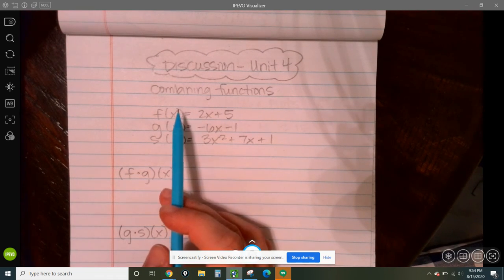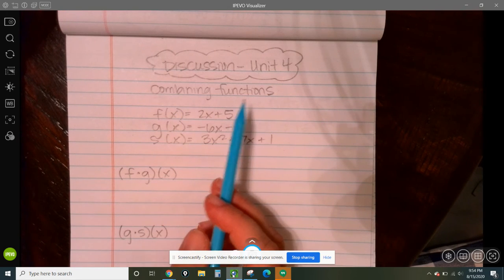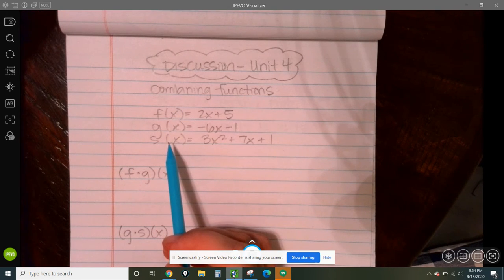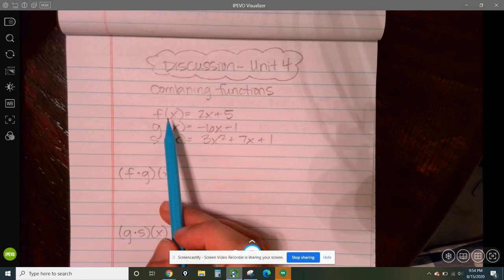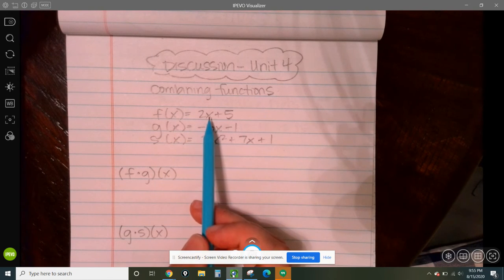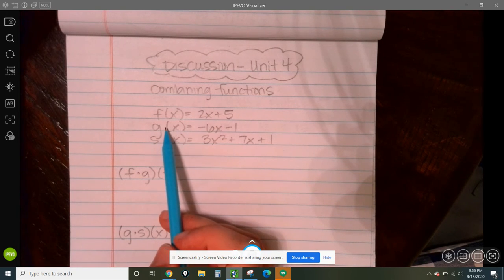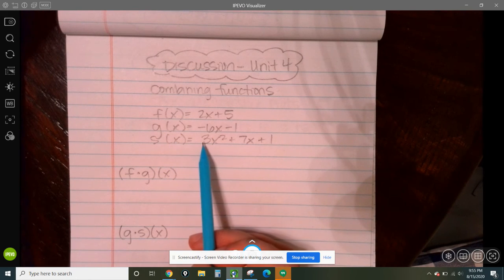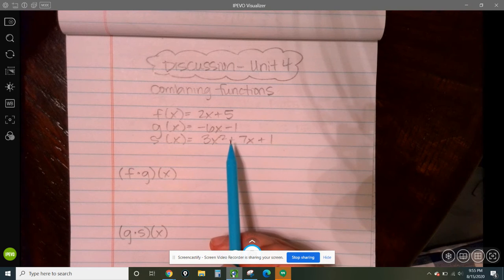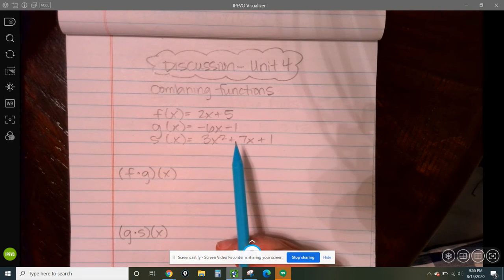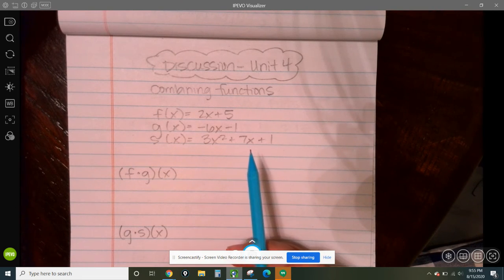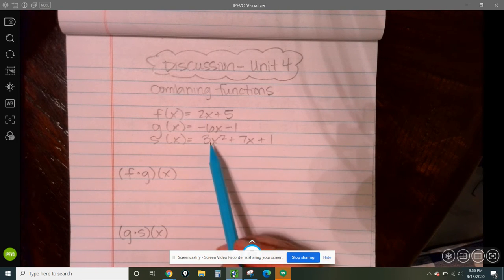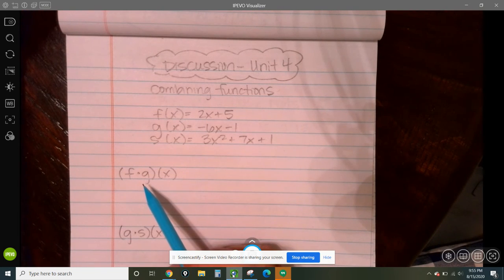In Unit 4, the discussion is about combining functions. They'll give you a list of different functions. I made these ones up. f of x is a linear function. It just has an x. There's no extra exponent. It's just x to the first power here. g of x is also linear. It just has an x. s of x, we have x squared here, so that's a quadratic equation or quadratic function. Just notice those as you're looking at them. In this discussion, they're going to ask you what happens when we combine these, when we multiply them together.